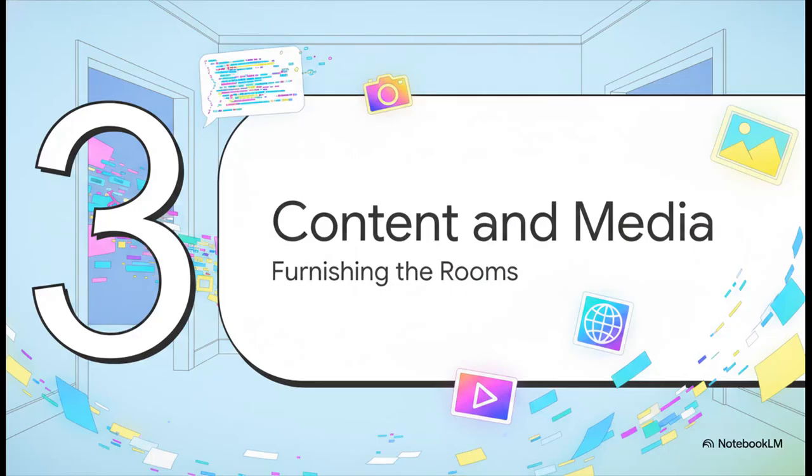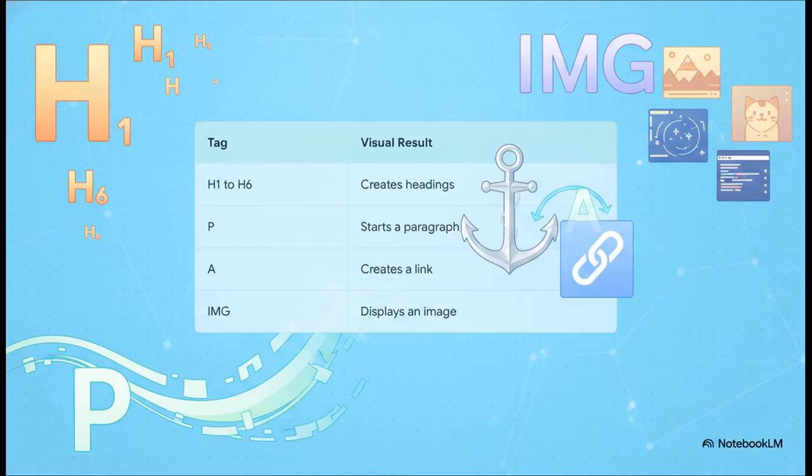All right, Part 3, Content and Media. Time to furnish the rooms. Now, what's really interesting about this is how progressive disclosure helps group these tags logically. You don't have to memorize thousands of different commands. If you want a heading, you just use an H tag, and they descend in size from H1 down to H6. Want standard text? Just use that P tag for a paragraph. Linking to another page, you use an A tag, which stands for anchor. And a picture simply uses an IMG tag. It's a remarkably intuitive pattern once you get the hang of it.